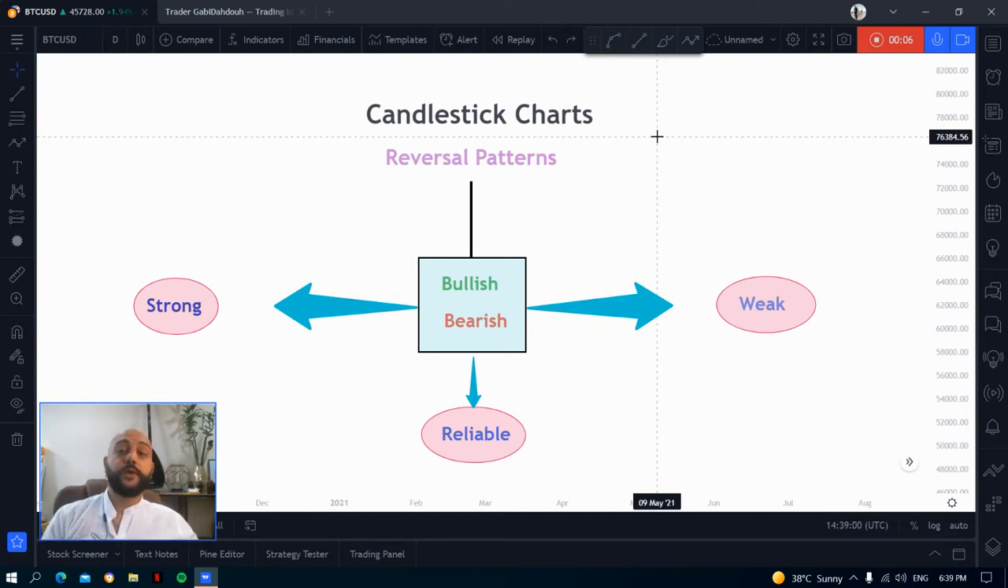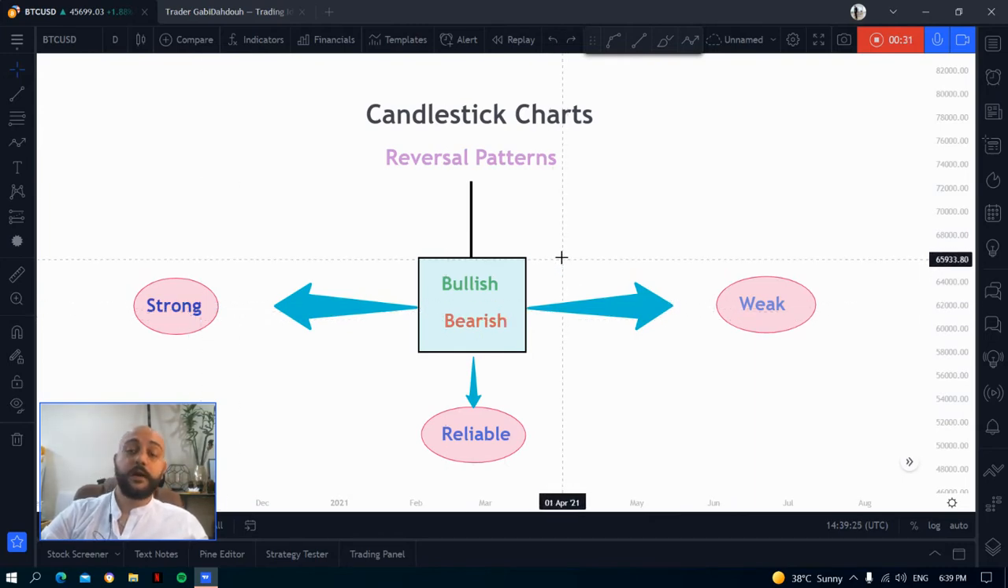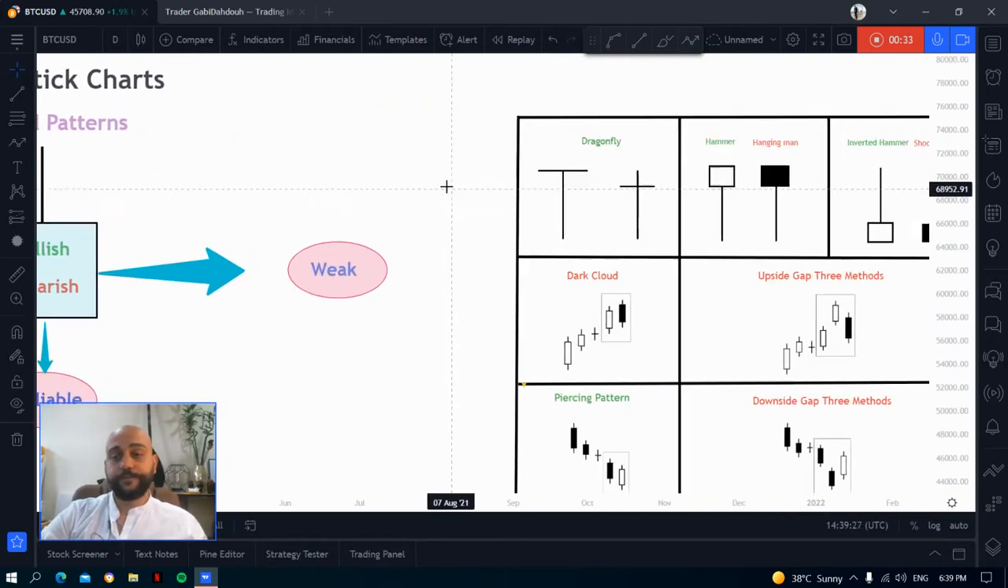Today exclusively we're going to be talking about the reversal patterns, how to identify them and what each means. So we have two different types of reversal pattern. The first one is bullish, the second one is bearish. Bullish means that the market is going up, bearish means that the market is dropping down. Now we have three different types of those patterns. We have a weak signal, a reliable signal, and a strong signal. Now let's start with the weak signal.